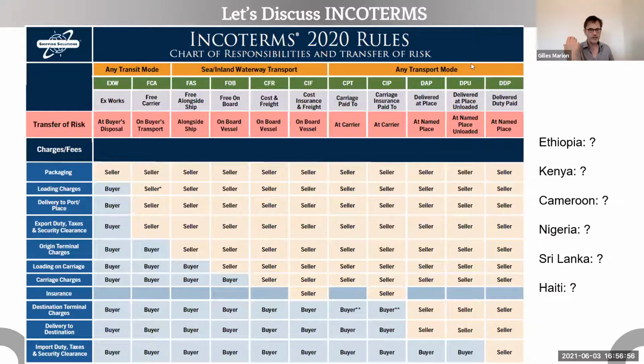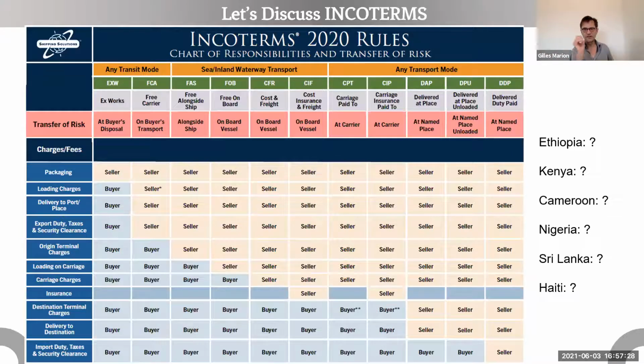So if you are buying drugs from, let's say, a neighboring country, you're in Uganda and you're buying drugs from Kenya. If it's EXW, ex works, you will be in charge of sending your trucks, or sending a truck, to pick the goods from the platform.